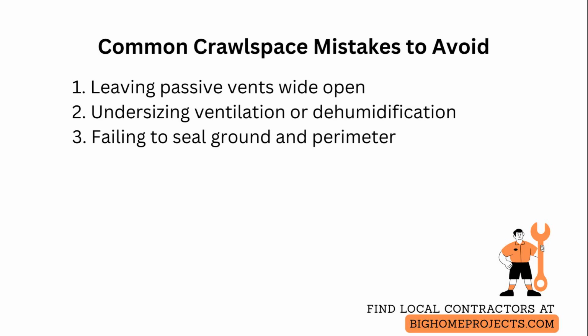Homeowners also often forget to seal the ground and perimeter, which lets soil moisture bypass the ventilation strategy. Install a continuous impermeable liner and tape, or mechanically fasten seams and terminations to maintain an air and vapor barrier.